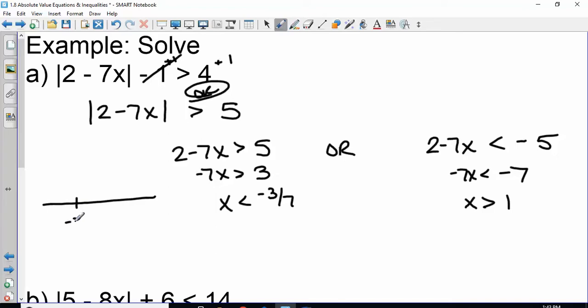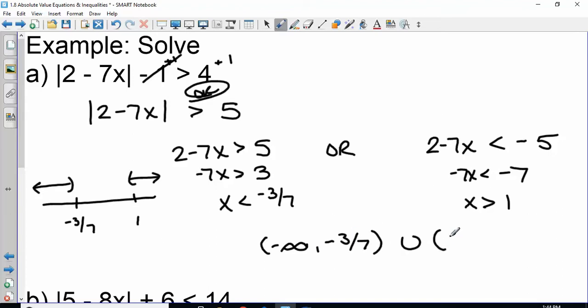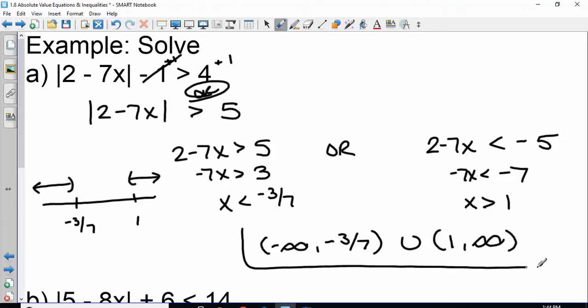Alright, a picture is optional if it helps you do it. You have a negative 3/7 and a 1. Less than negative 3/7 is smaller. Greater than 1, that's everything bigger. So how do we write this? Good.